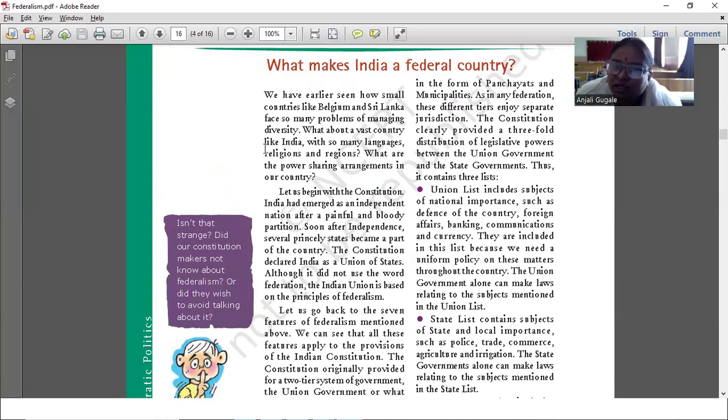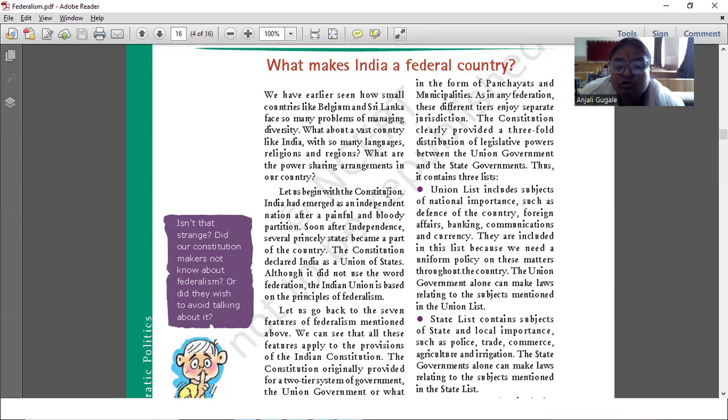What is it that is making India a federal country? In the preamble of the constitution, we are not declaring India as a federal country. Remember, whenever you are reciting the preamble every day in the morning in your assembly, we have declared India as a sovereign, socialist, secular, democratic republic, right? But we're not mentioning the word federal anywhere in the preamble. But it does not mean that we are not federal, okay?